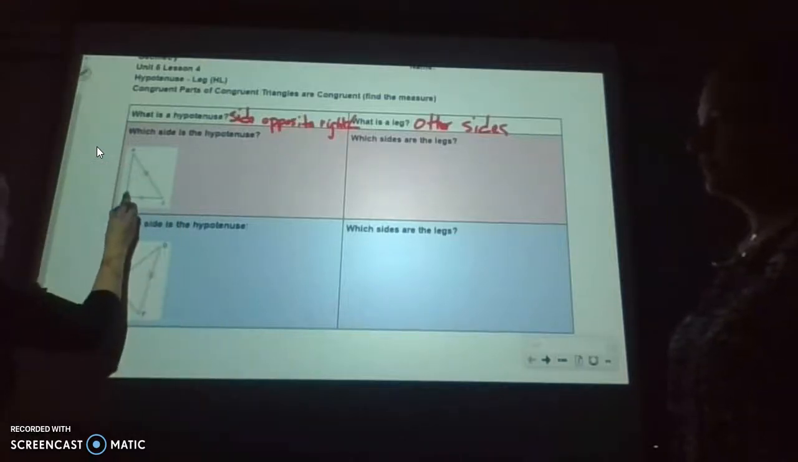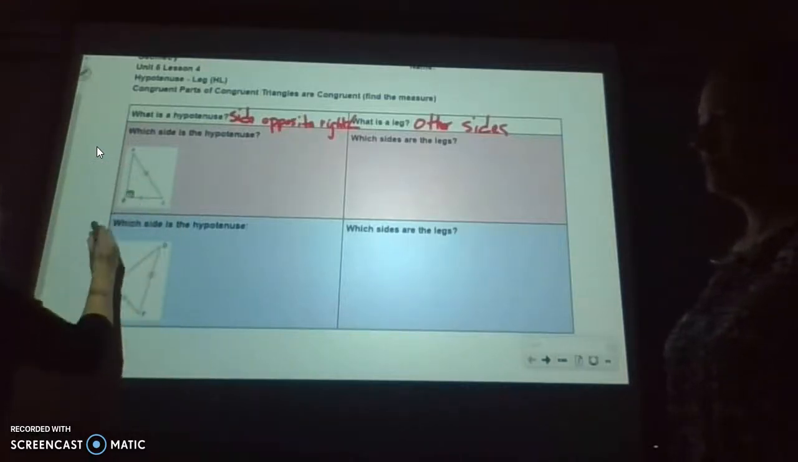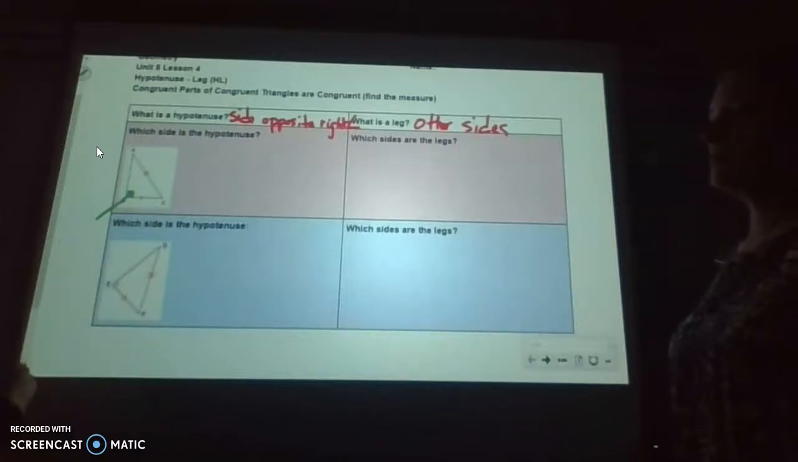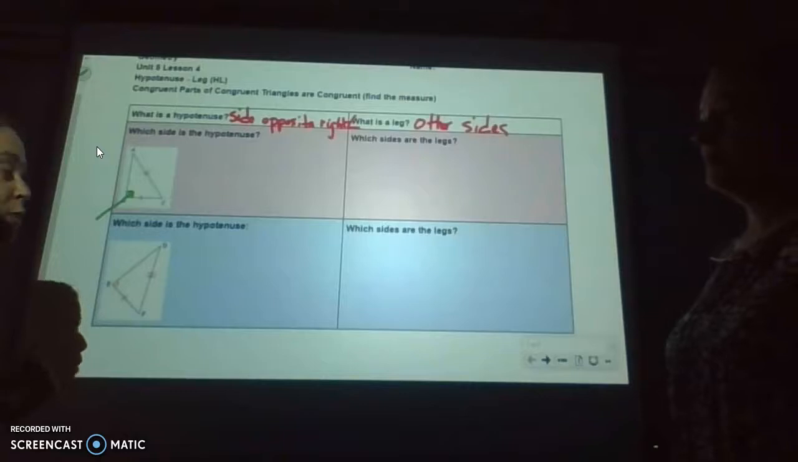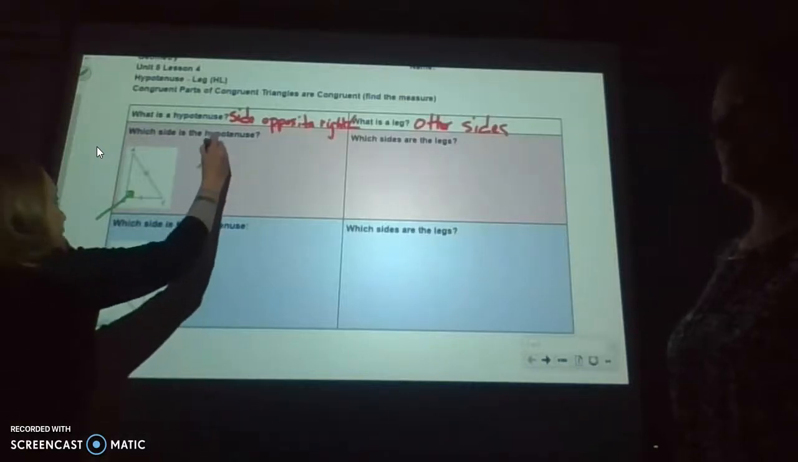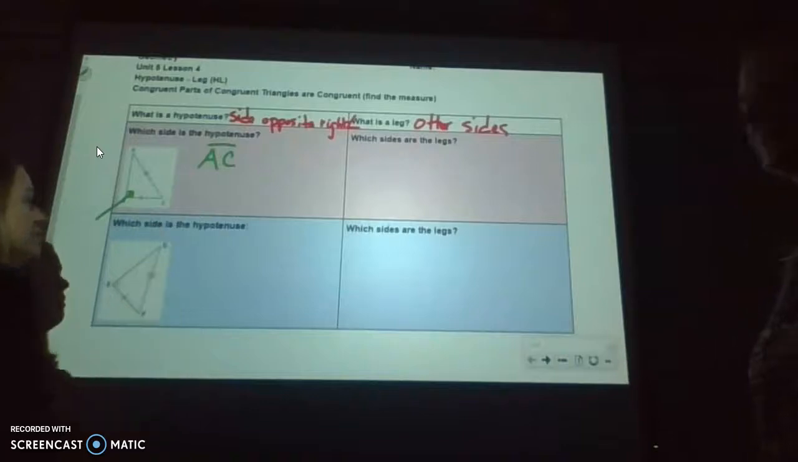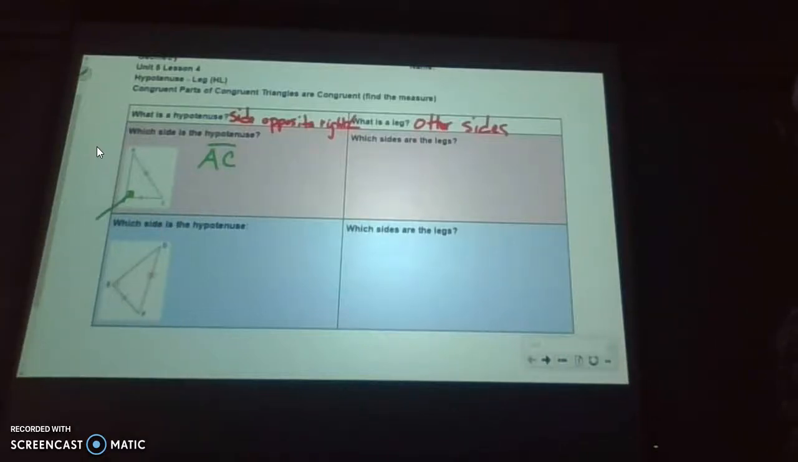So here's our right angle, right? It's a box. If we make an arrow out of it, just such a cool trick, it's pointing to the hypotenuse. So what side is it pointing to, Ms. Barney? It is pointing to AC. AC. 2 letters, AC, there it is. It is opposite the right angle.